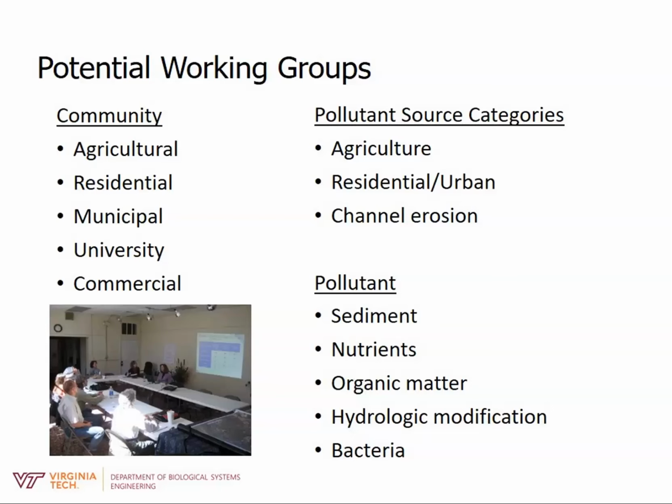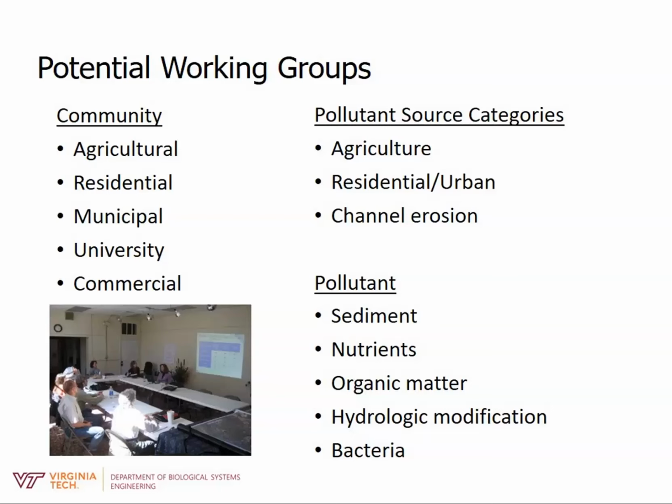And I have to say that I have never been involved in an IP where the working groups were separated by the pollutant. The reason, I think, is that a lot of control measures or BMPs are applicable to more than one pollutant. So the ones that I'm most familiar with are the pollutant source categories, where you have an agricultural working group and then a residential or urban working group. And then channel erosion, for what I've experienced, is usually part of both of those, because the channel erosion is occurring on agricultural lands or urban or residential land. So I've seen that just kind of combined.